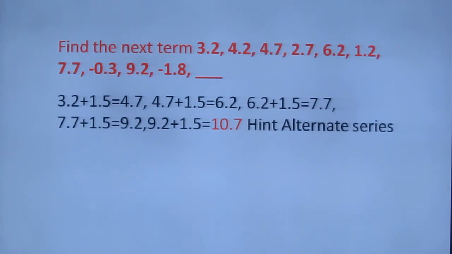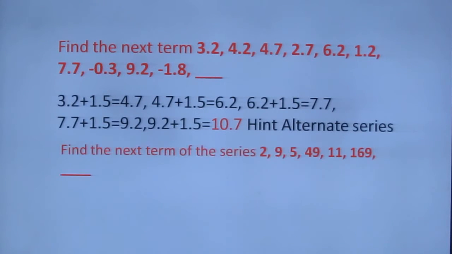You may wonder whether I am explaining properly. What I am doing is taking alternate numbers. What you have to observe in this question: 3.2 plus 1.5 is 4.7, 6.2 plus 1.5 is 7.7, 7.7 plus 1.5 is 9.2, and 9.2 plus 1.5 will be 10.7. The hint is alternate series. Shall we go to the next question?